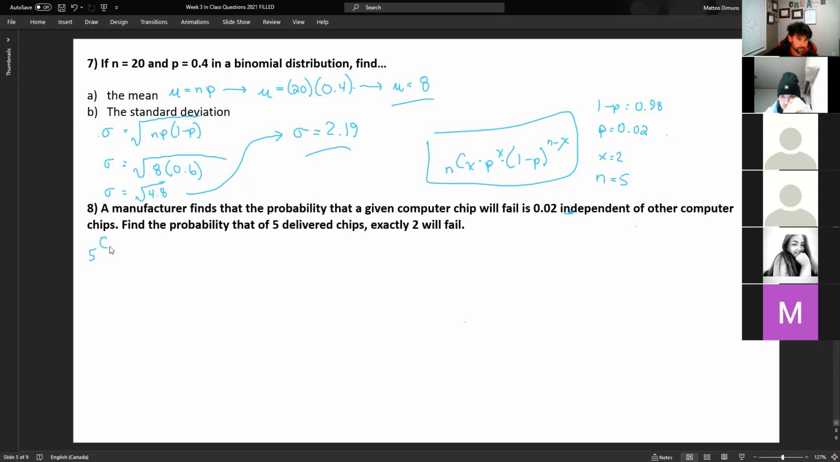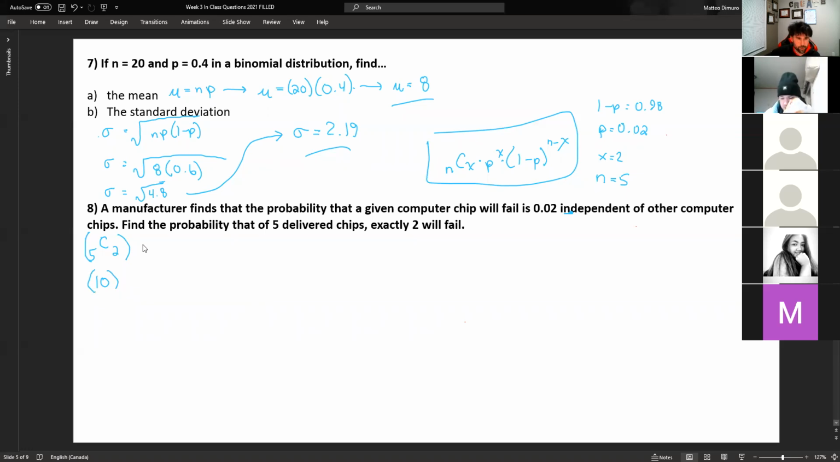So it's going to be 5 C 2. That's how you read it, and you can put brackets around it if you want. That's a button on your calculator, and what it's figuring out is, if you have 5 items, how many ways can you choose 2 of them? So how many ways can you choose 2 defective chips out of 5 and line them up? If you type that into your calculator, you get 10. So there are 10 unique ways to have 2 computer chips fail out of a group of 5. That's some magic happening for us.